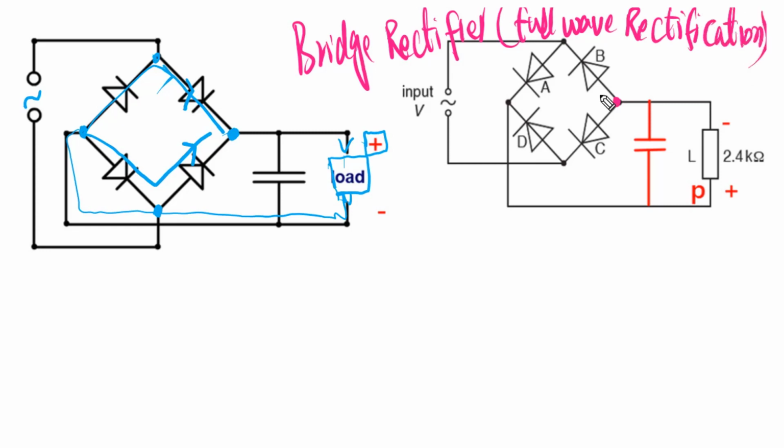So full wave rectification. If you look at these two diodes, you can see they are converging to this end, and these two are also converging to this end. So this end has to be connected with positive, as you can see here. The other side has to be connected with negative. And the remaining two terminals have to be connected with the power supply. This is how we can sketch.